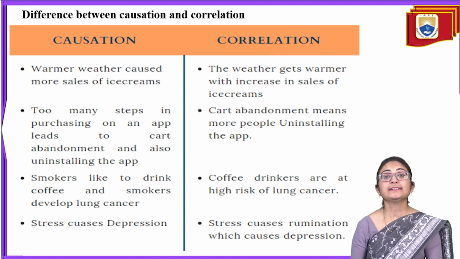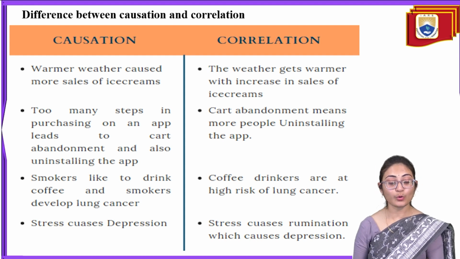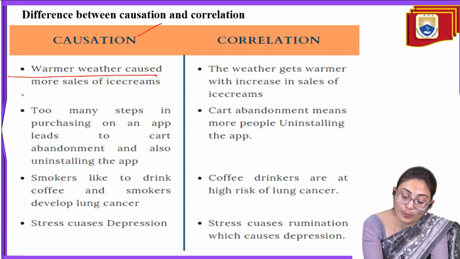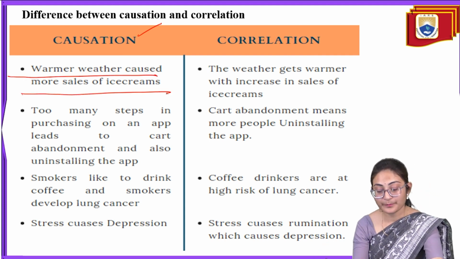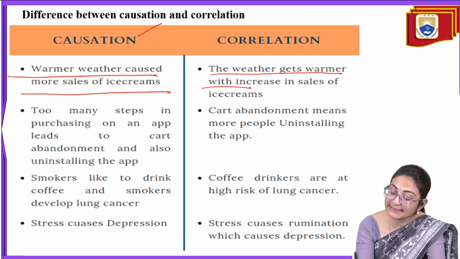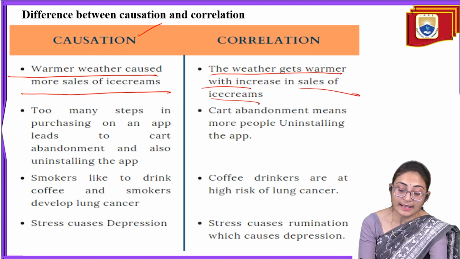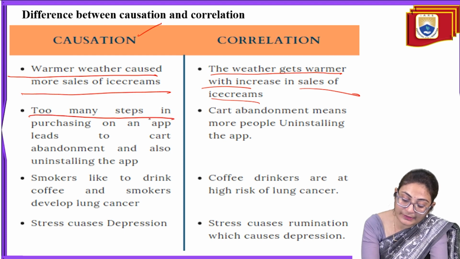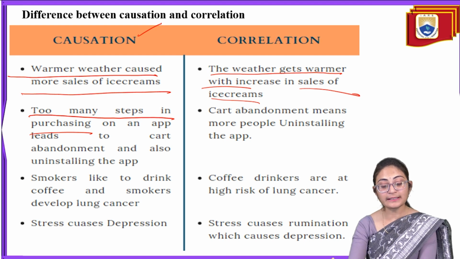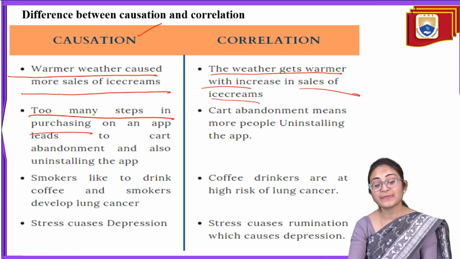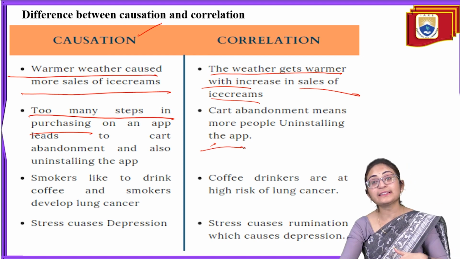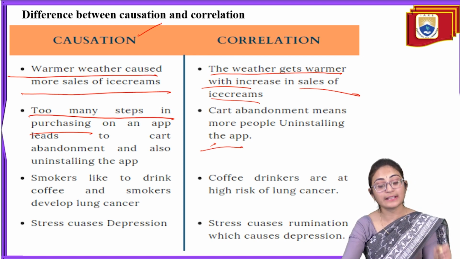Now we will see the difference between causation and correlation. Causation is showing that warmer weather caused more sales of ice creams. And the correlation is showing the weather gets warmer with an increase in sales of ice cream. Then second one is too many steps in purchasing on an app leads to cart abandonment and also uninstalling the app. Then correlation is showing that cart abandonment means more people uninstalling the app.